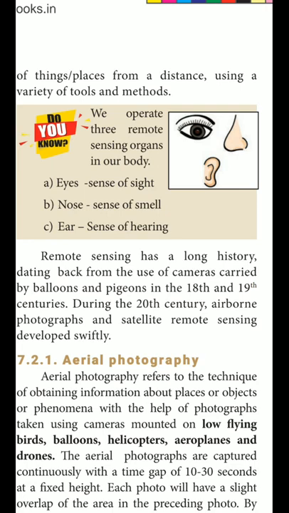Next, see, there is one box. Do you know what the sensing organs in our body are? We know there are 5 sense organs: eyes, ears, nose, tongue and the skin. So 3 remote sense organs in our body. How many remote sense organs? 3. Eyes, sense of sight. Nose, sense of smell. Ear, sense of hearing.